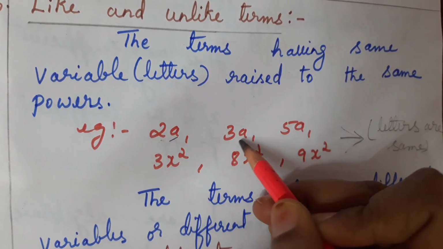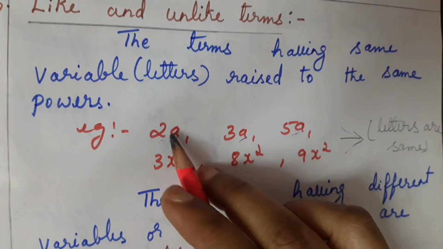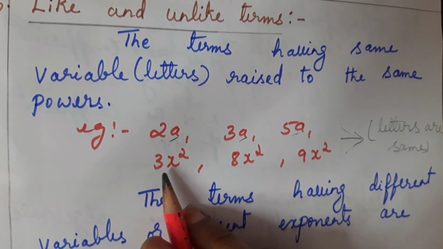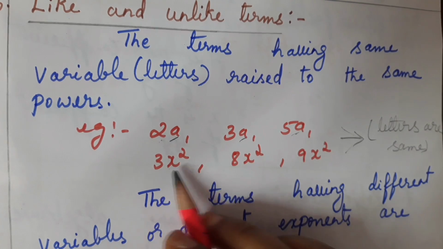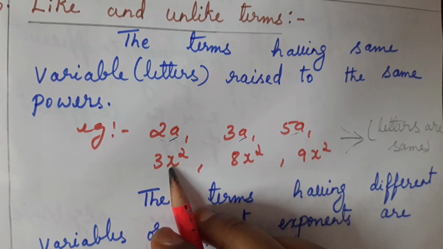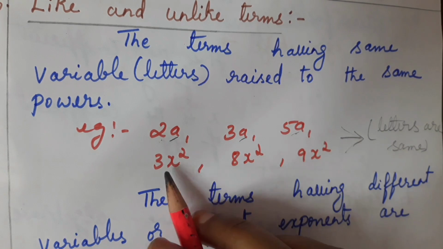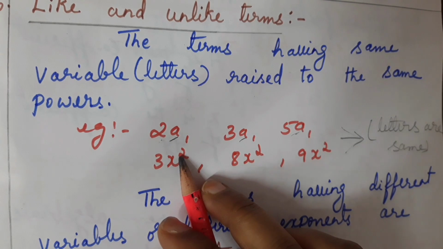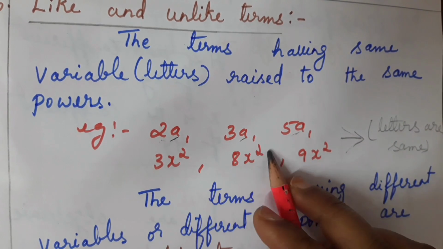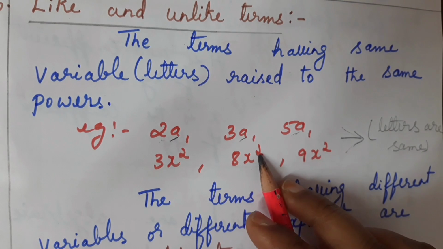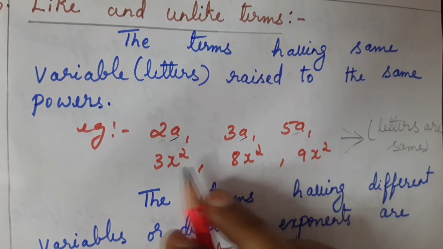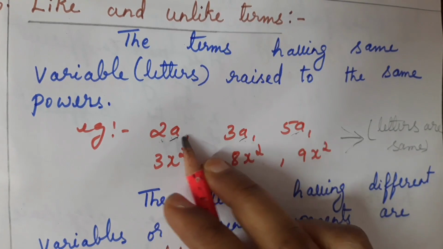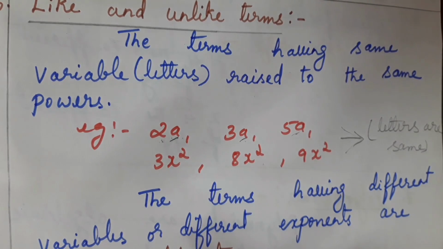Here, what is there? A is given everywhere. So the letters are the same, so they are like terms. Second example: 3x square, 8x square, 9x square. Don't look at the numbers, only the variables, meaning letters: x square, x square, x square. But if here it is x square, here x cube, and here x, it is unlike. The power and exponent should also be the same. So the power here is 2, here also 2, here also 2, so it is a like term. Don't look at the numbers, only variables. 2a, 3a, 5a: a is the same, so it is a like term.